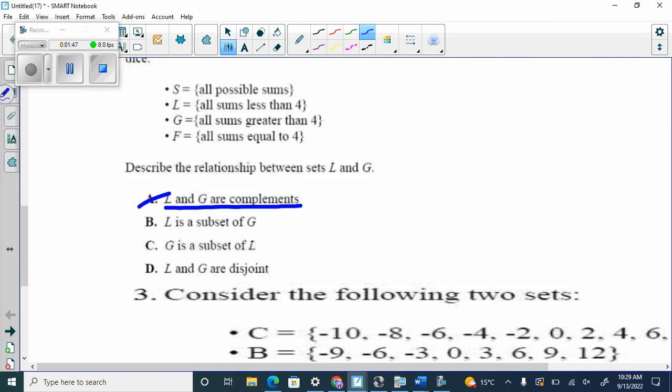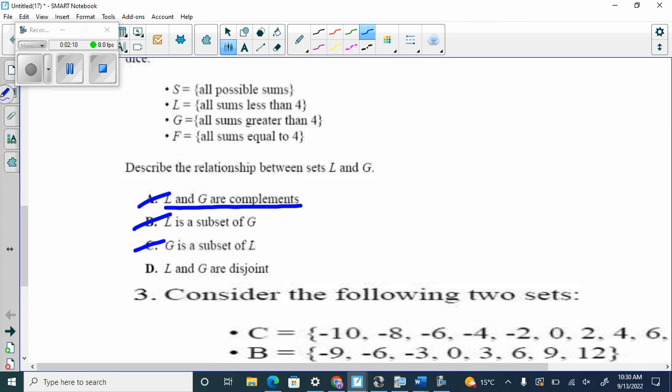What's the definition of subset? Yeah, everything in L has to be contained in G. So L are all the sums less than 4. G are all the sums greater. Actually, none of them are contained. So no. G is a subset of L? Is everything in G in L? No. And why are they not?